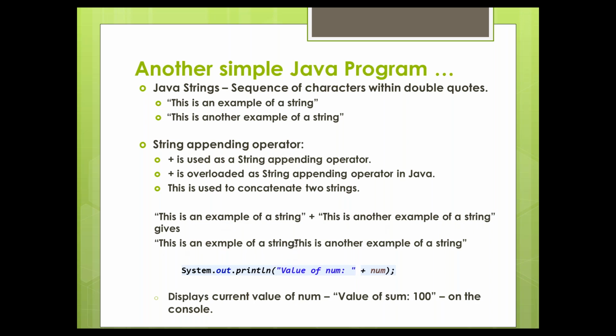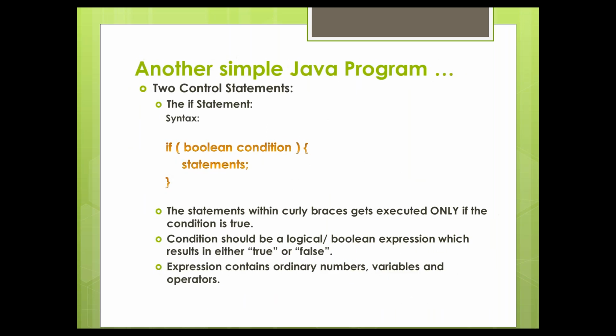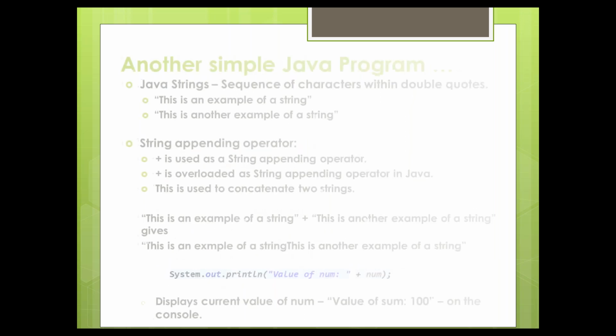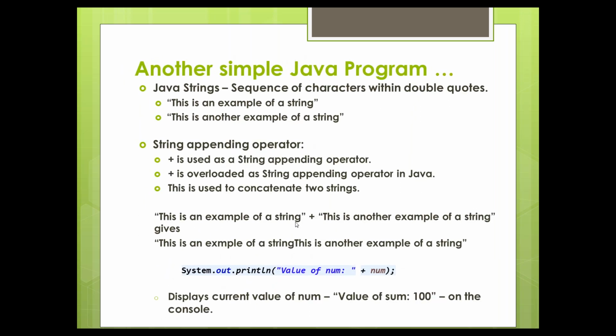Note that there is no space between this string and this one. So we get: this is an example of a string, this is another example of a string. How can you add a space between them? You can just specify a space after the string. Either you can specify a space at this location or at this location. Then you will see: this is an example of a string, space, this is another example of a string.